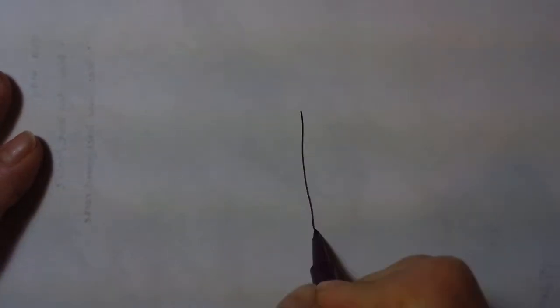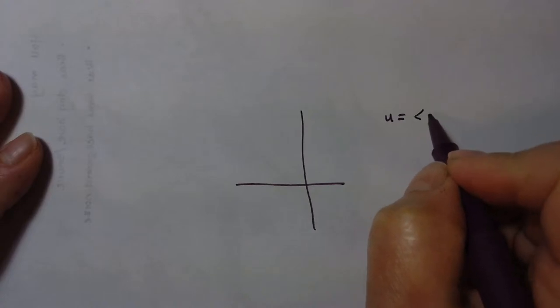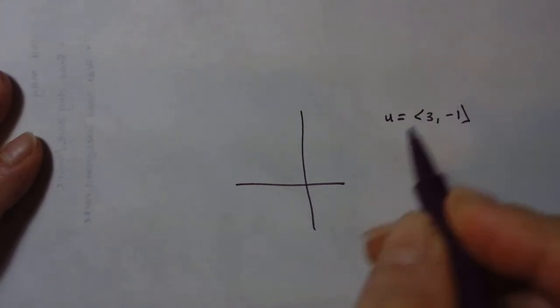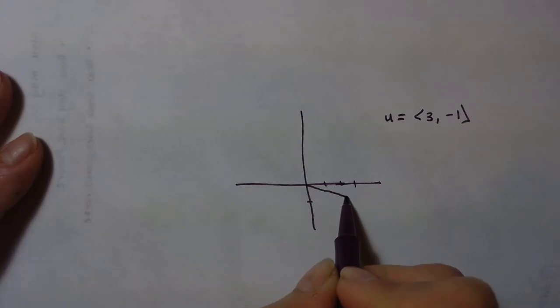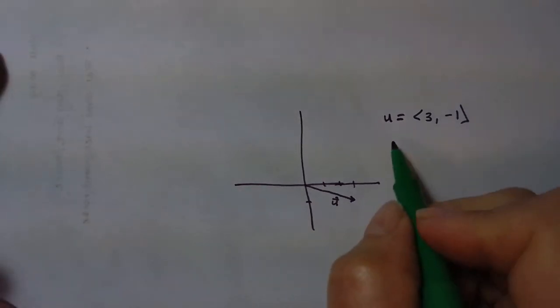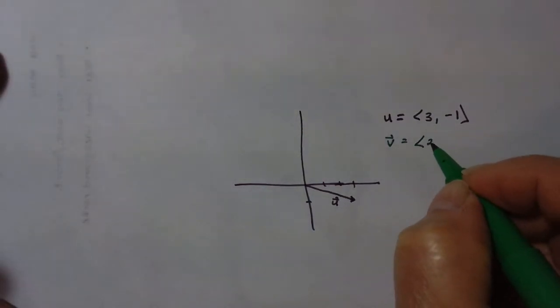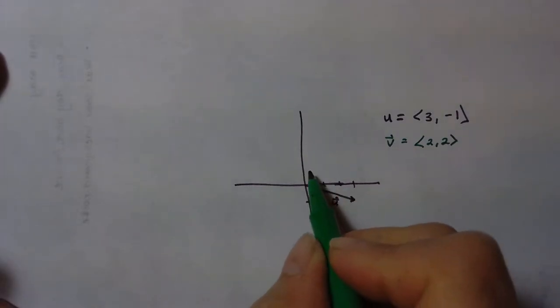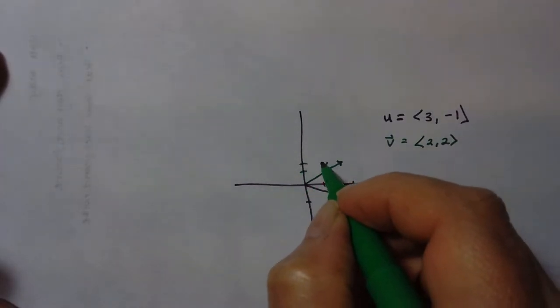Let's just say I have the vector u, which is 3, negative 1. So 1, 2, 3, negative 1. Here's my vector u. And then I have maybe a vector v, which is 2, 2. So I go over 2 and up 2. So here's my vector v.